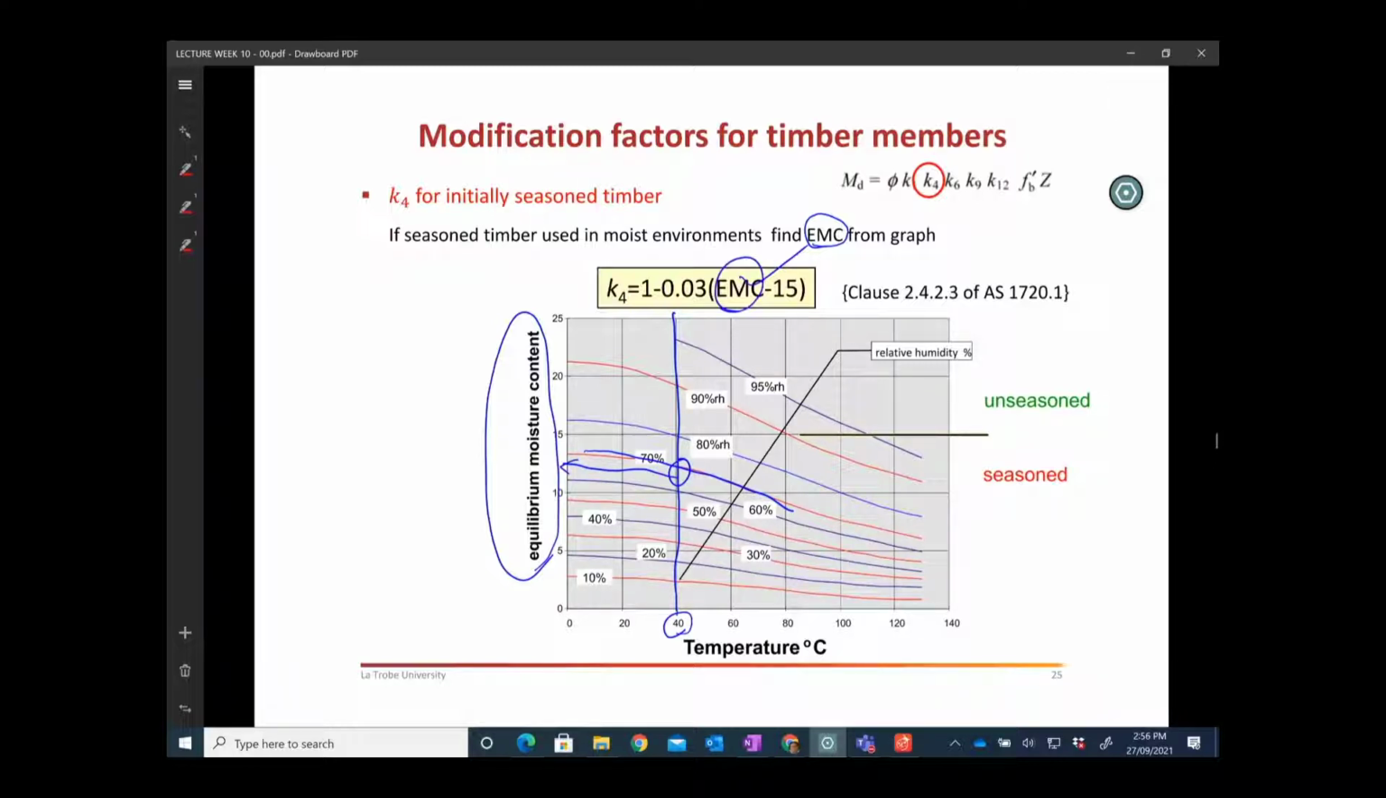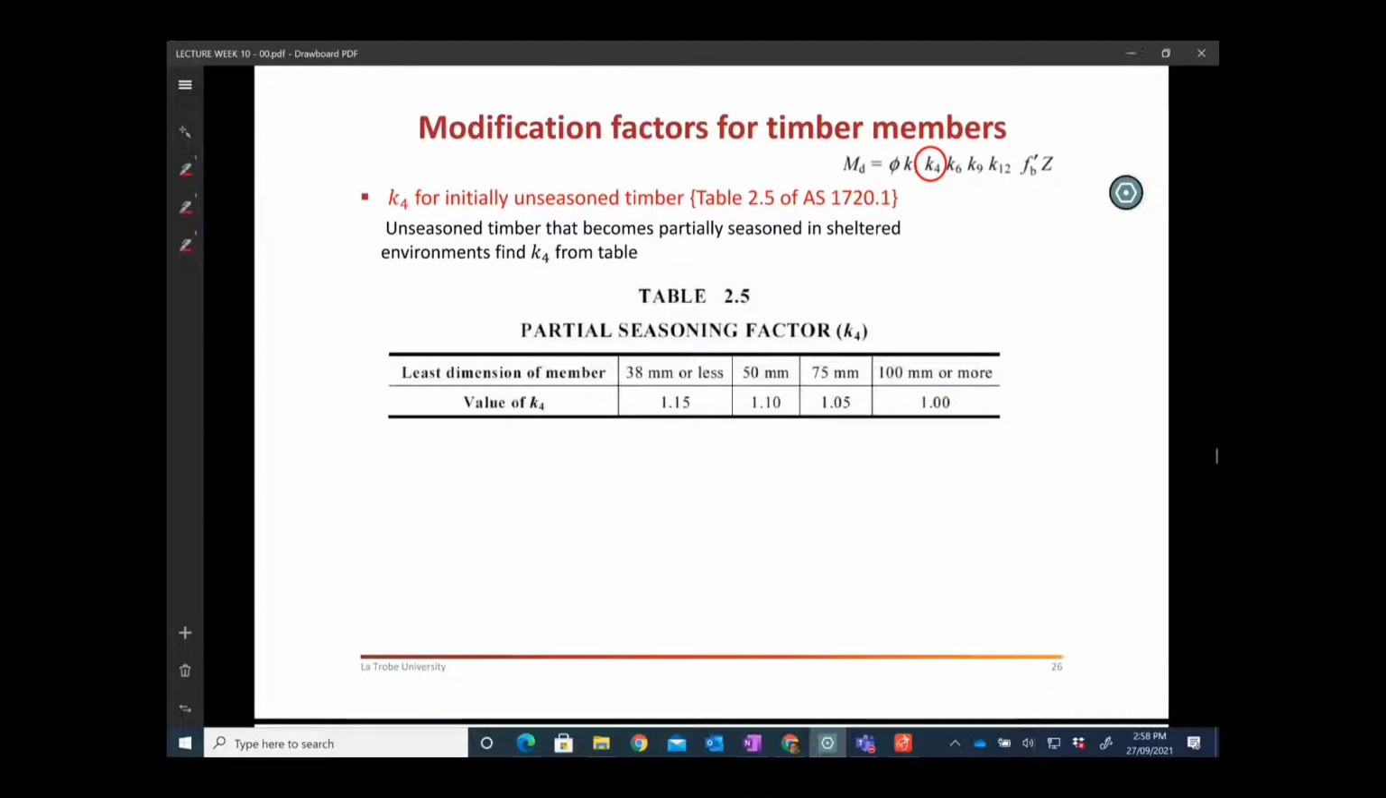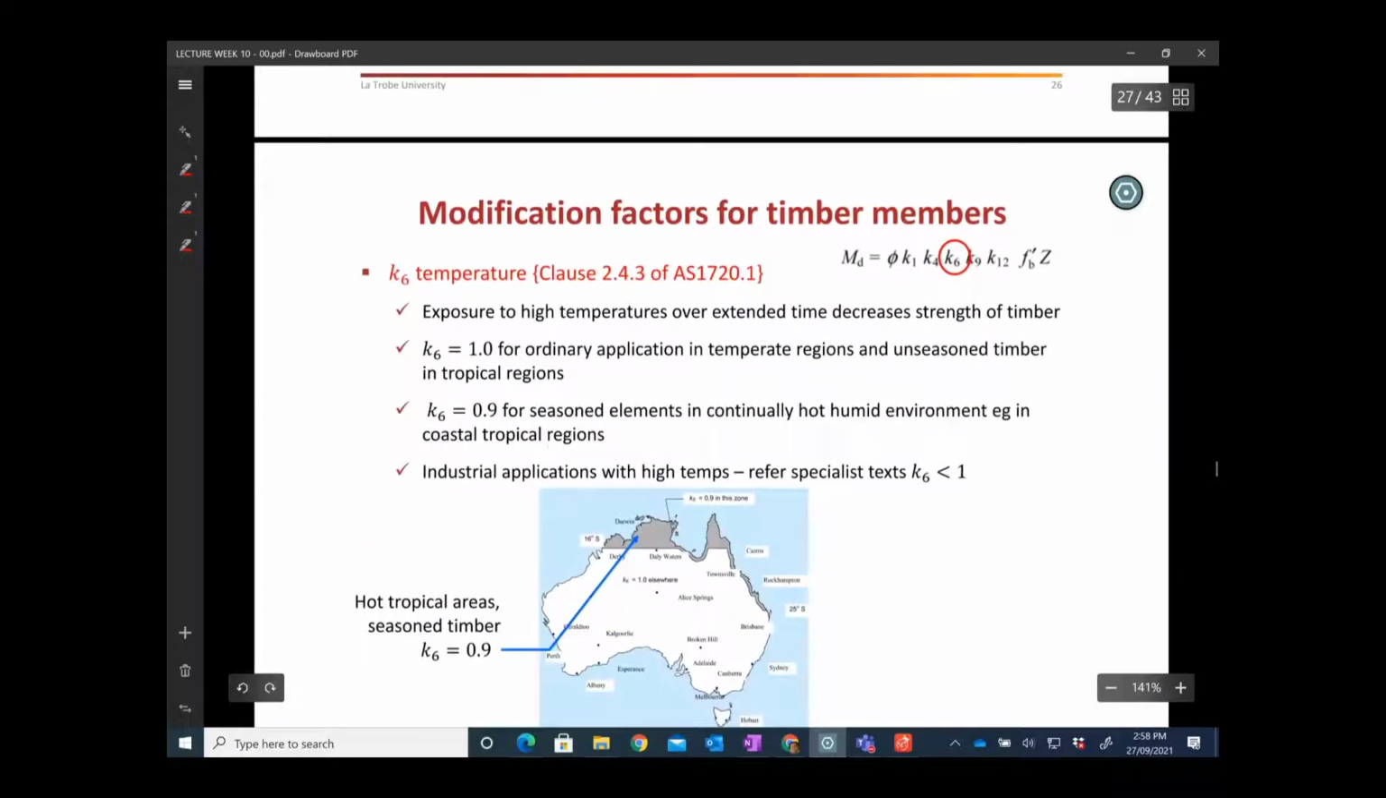That's how you can use it, because you know what environments like Melbourne or Queensland have, what the general humidity in the air is, and you know the typical temperatures you are going to design for. Based on that, you can find the equilibrium moisture content from this graph, and from that graph you can calculate the K4 value. All right, so for K4 we know these tables are based on the dimensions of your timber beam. You can select the K4. We will experience this in our examples.